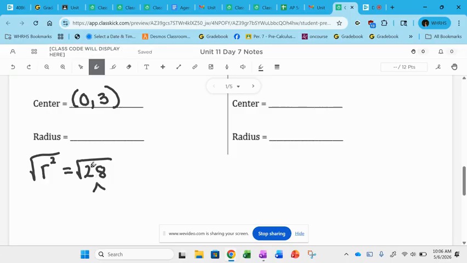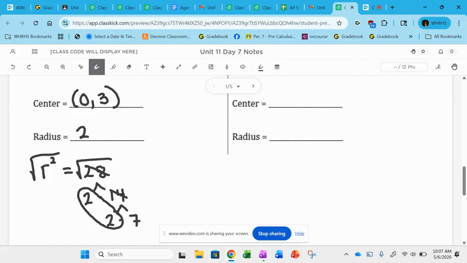Break it down. So we're going to break down that 28. I'm going to go 2 and 14, and then for 14, I'm going to go 2 and 7. Can I break down any more? No, but don't I have a pair of 2s? Is it okay that I'm circling from different branches? Yeah. That 2, does it go on the outside or the inside? Outside. How many times? Once. So I have one pair of 2s, so that means one 2 is going on the outside. What's left on the inside? 7. So our radius is 2√7.